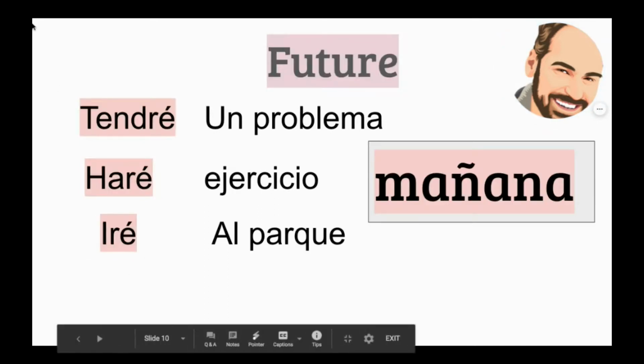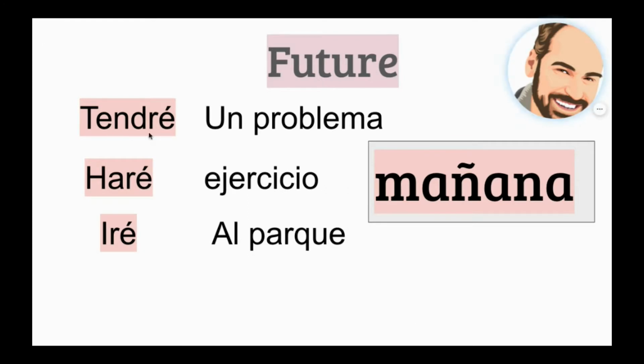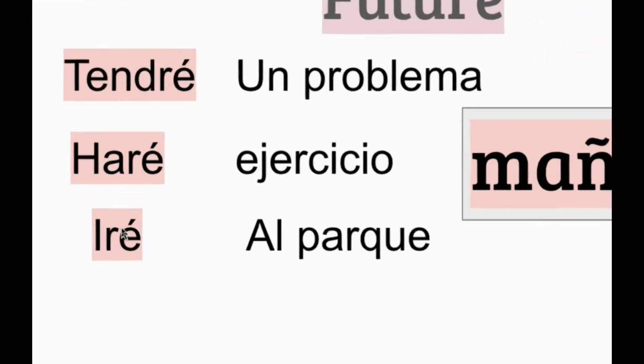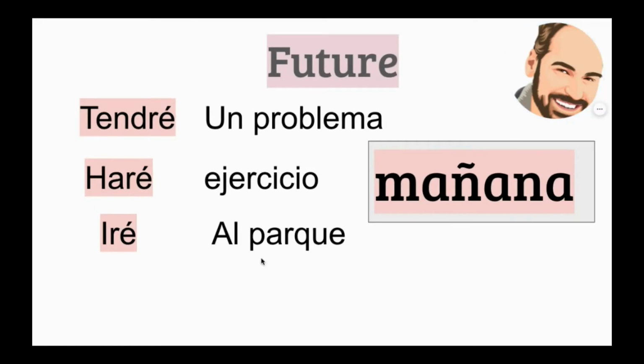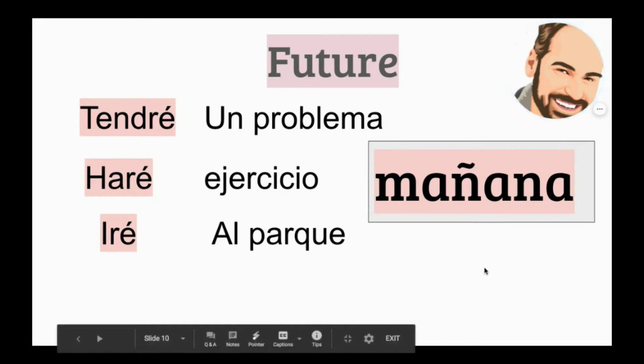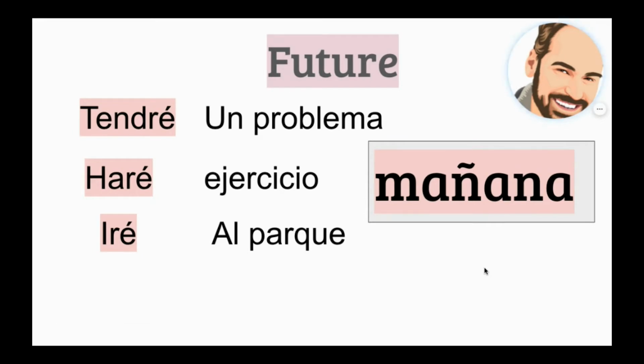And for the future, we can use these three verbs as well. Tendré un problema. I will have a problem. When? Mañana. Tomorrow. Haré ejercicio. I will do exercise. When? Mañana. Tomorrow. And iré al parque. I will go to the park. When? Mañana. And these are the main three irregular verbs, these three monsters.